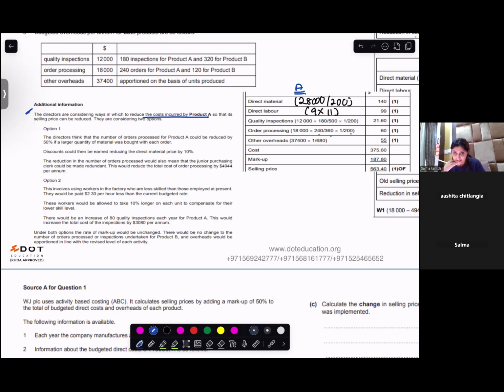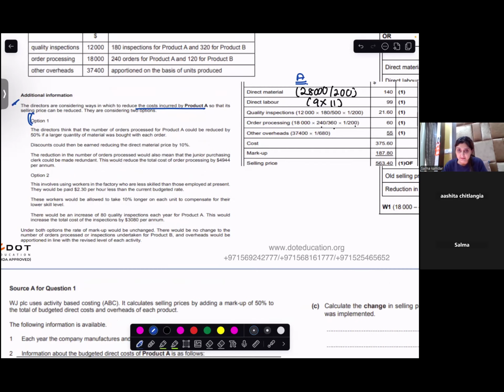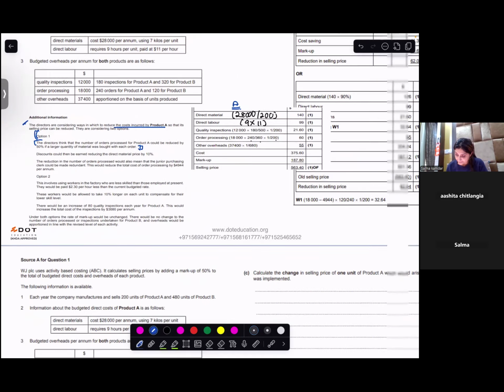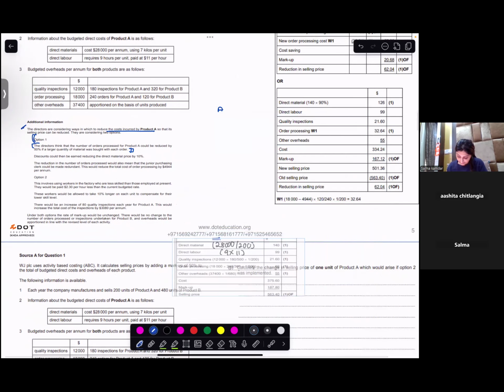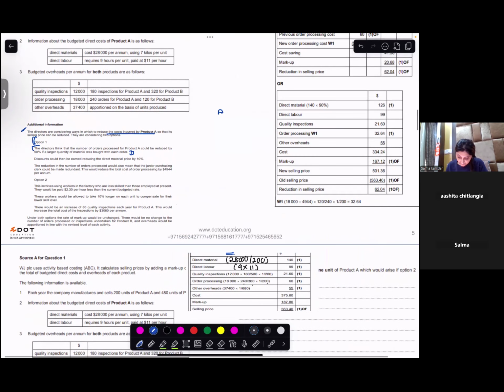Okay, so for this, what are they considering? Two options. What are the two options? Option one. Read option one, please. The directors think that the number of orders processed for product A could be reduced by 50% if a larger quantity of material is bought with each order. Discounts could be earned. Step by step. Analyze this information and tell me what they are telling. That the cost for order processing could be reduced by 50% if they buy more material.